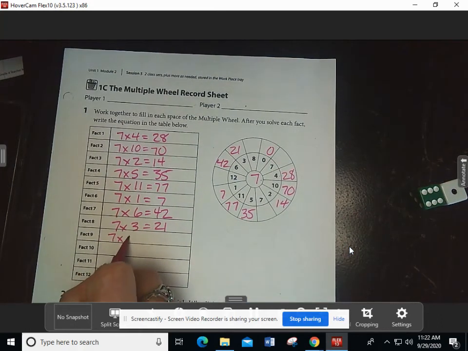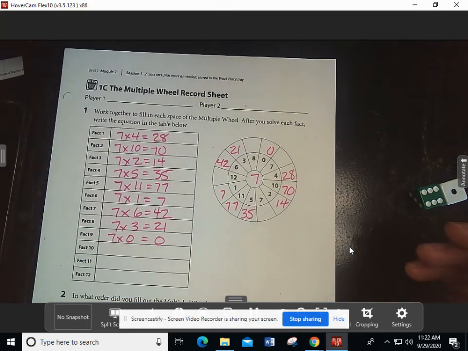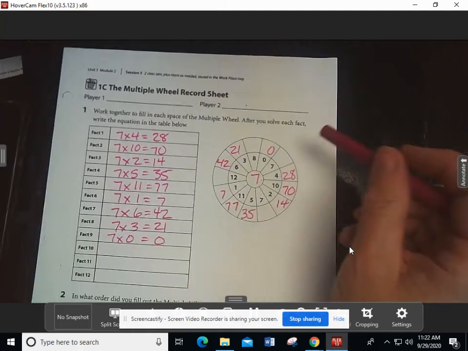7 times 0 equals 0. Okay, look at this. We've got 2 7s again. I think that there's a mistake. I'm not positive of this.